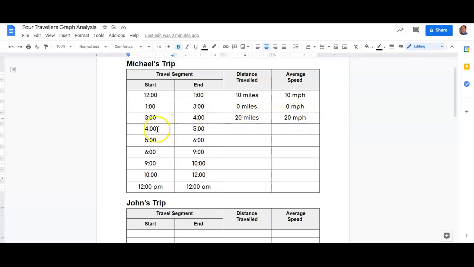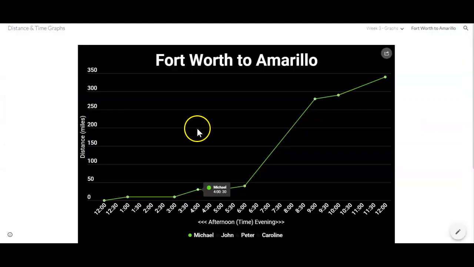So then for the rest of these, you're going to figure out from 4 to 5. So from 4 o'clock, I'm at 30. 5 o'clock, I'm also at 30, so that's 0 miles. That's 1 hour, so you will put 0 miles per hour. And then from 5 to 6, I only go 10 miles, so you'll figure that out. And then from 6 to 9, that's a 3-hour period of time. You'll see how far I traveled there.